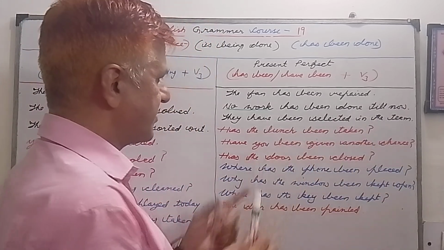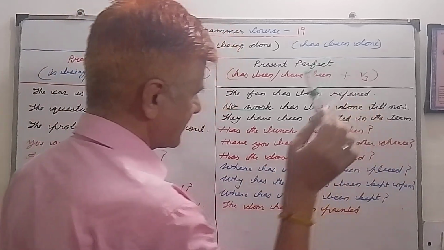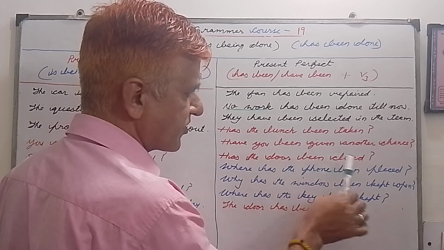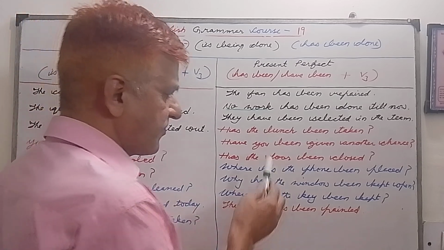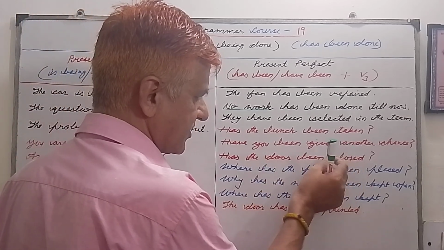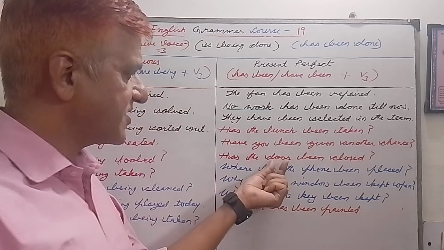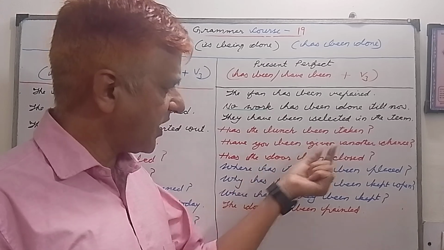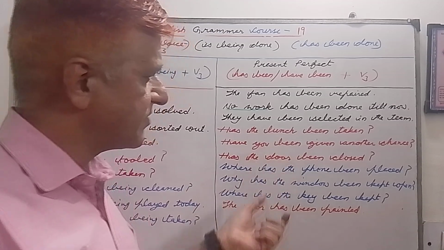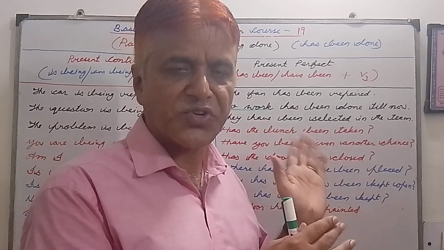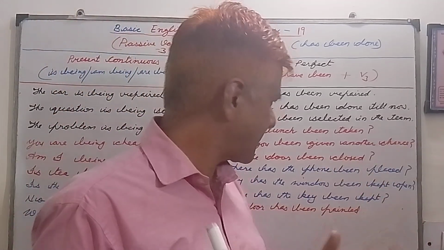Has the lunch been taken? Because this is singular, we have used has. Have you been given another chance? Has the door been closed? Now what is actually receiving the effect of the action? The subject receives the effect of the action shown by the verb. So that is actually passive voice. And in active voice, the effect of the action shown by the verb is on the object. So this is the difference between active voice and passive voice.